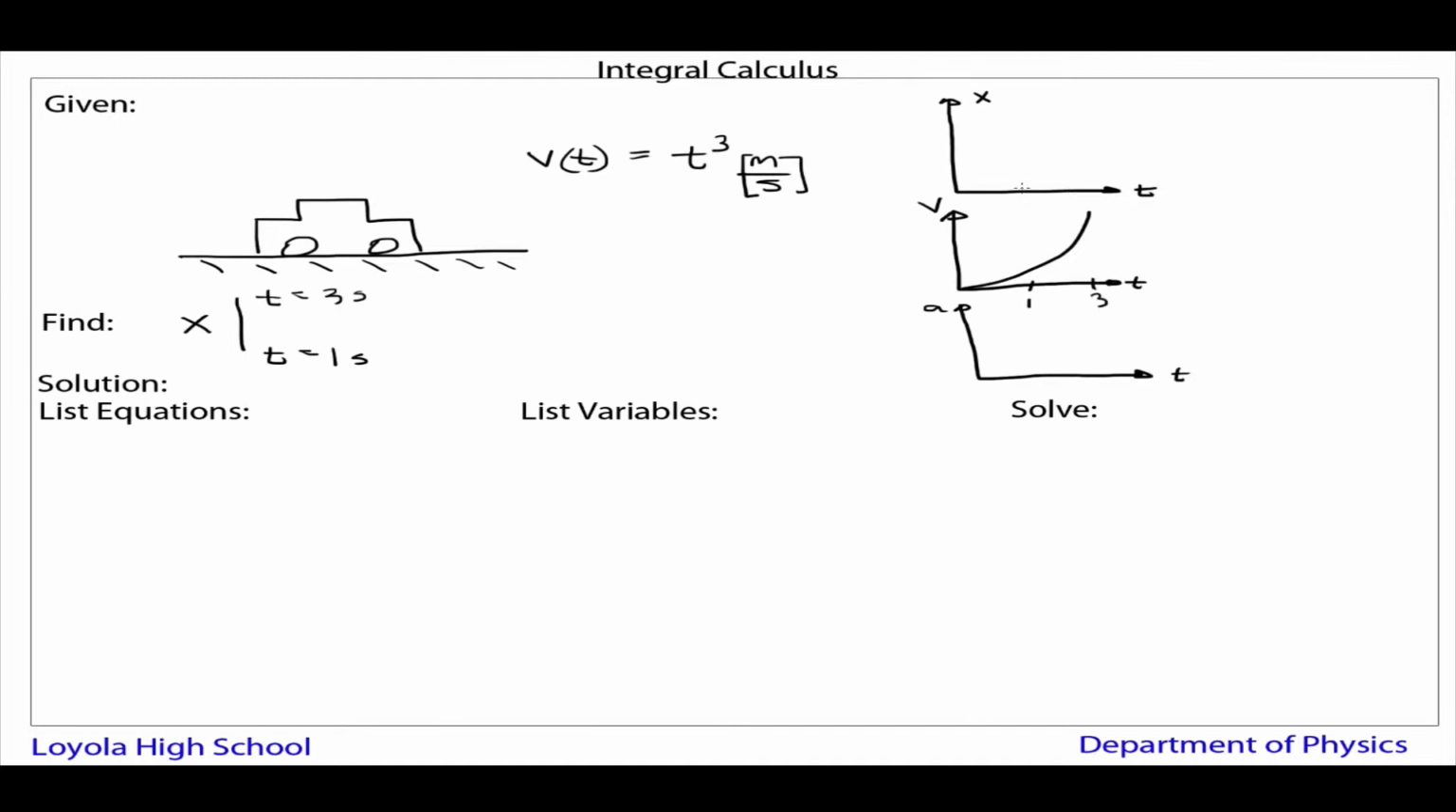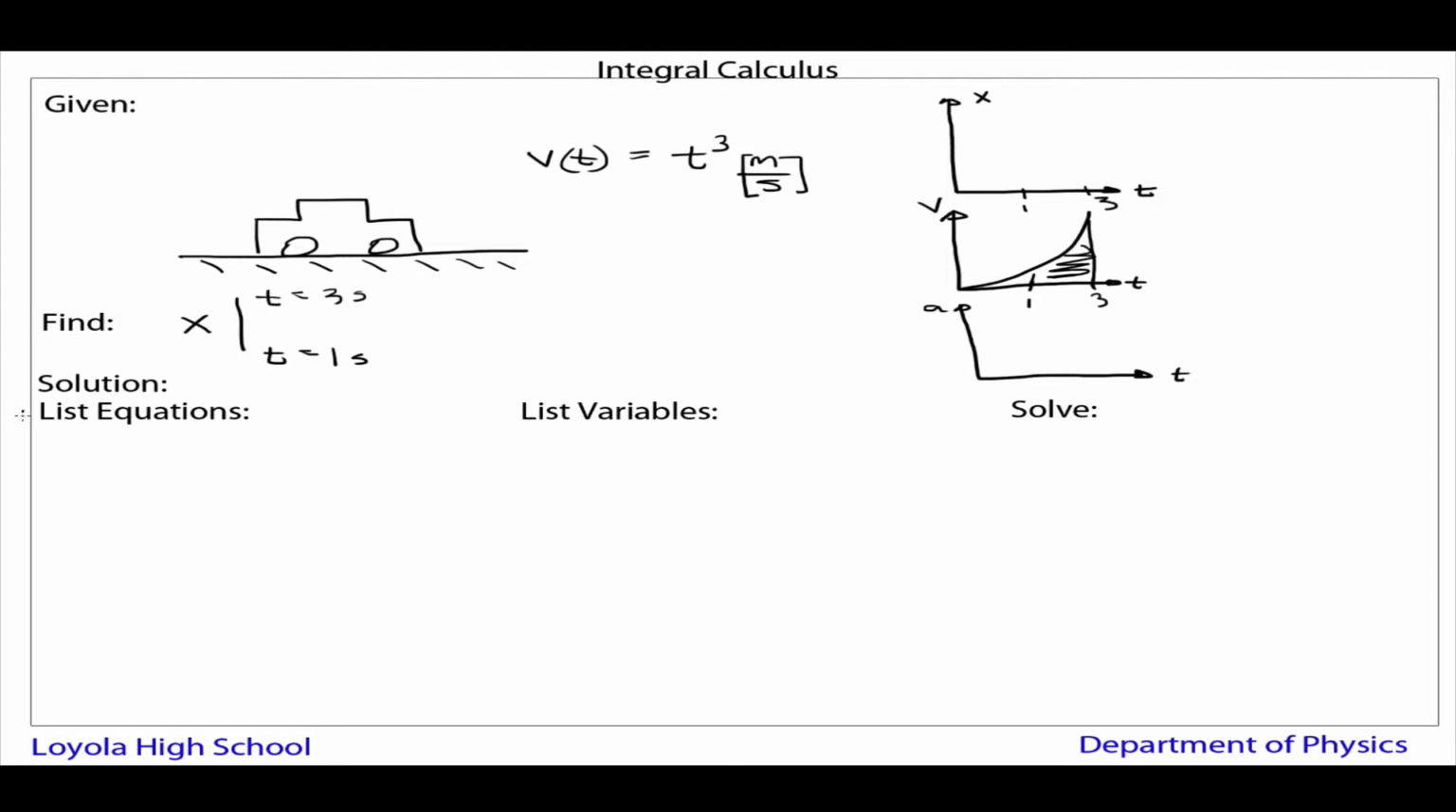So if I look at this graph here, it's this 1 to 3 second time frame, 2 seconds. So we want information about this graph. If we know the velocity versus time graph, to get the position, we need to find the area under the curve, or integrate. We need to find this area here.